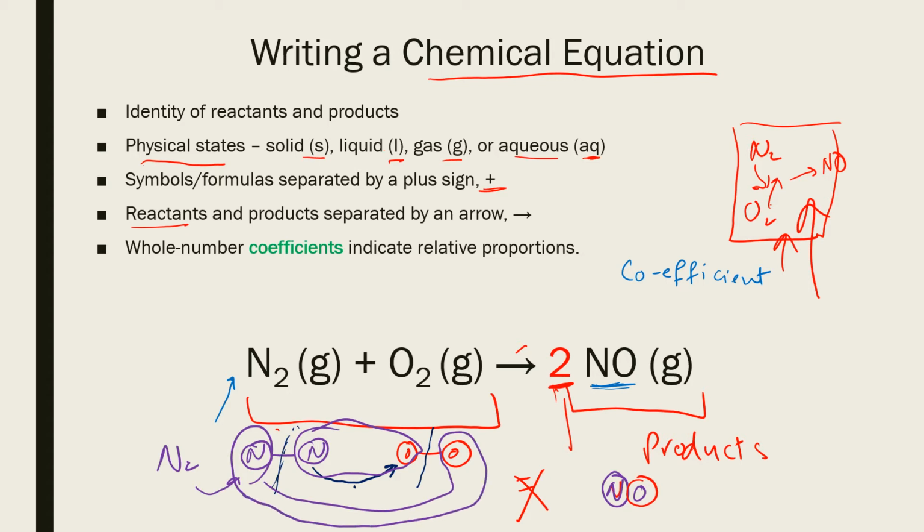Remember the Legos? We don't lose any atom. So it will form the other NO. So that's why, for every 1 nitrogen and 1 oxygen, we have 2 of these. These coefficients are important because they are necessary to show that the law of conservation of mass is followed.